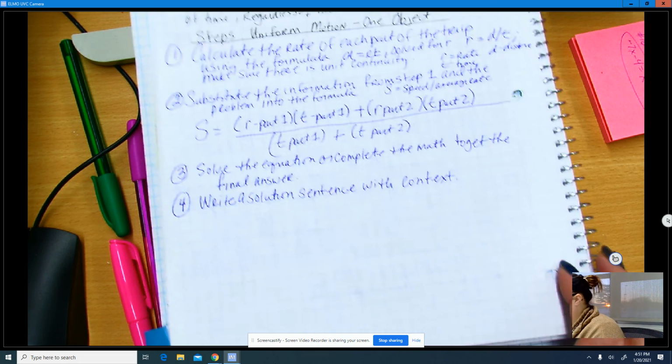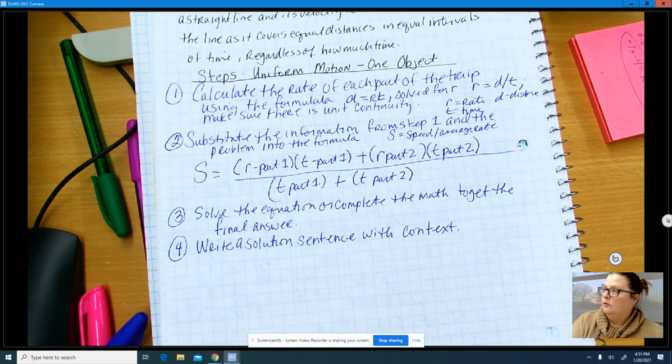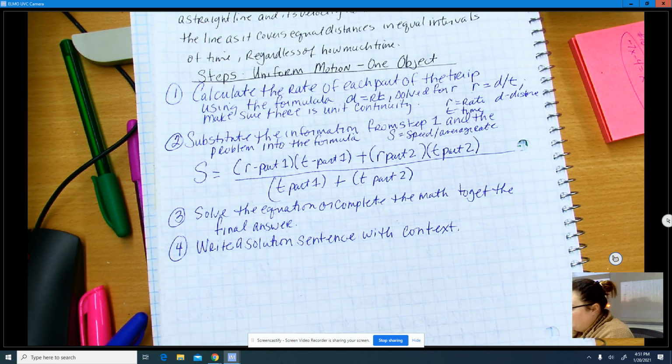So remember, when you're writing, if it's about a train or a car or Jimmy, you want that information in the solution sentence, and you want to say what they're doing. So let's look at an example problem.